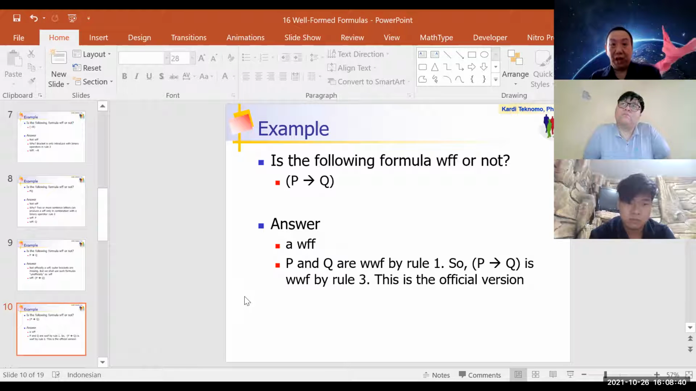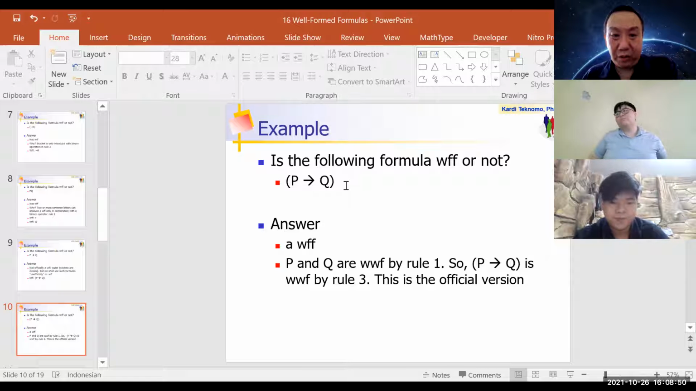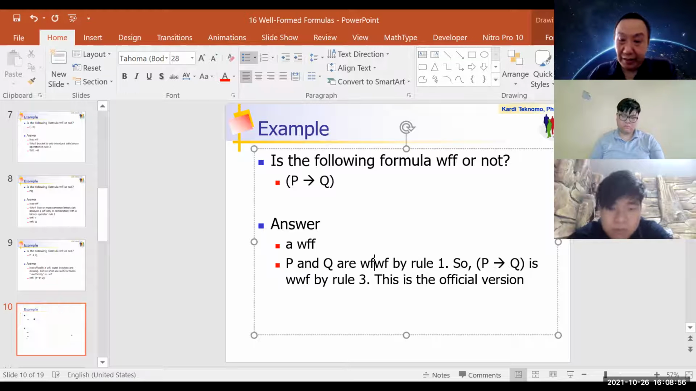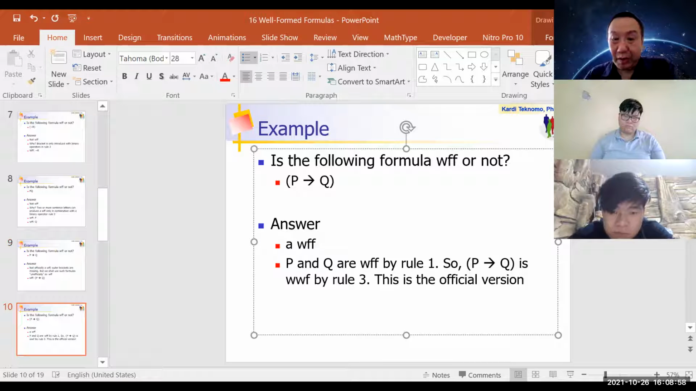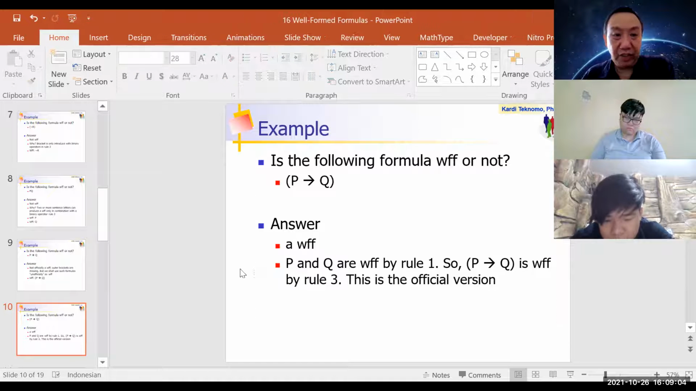How about this? WFF or not? Of course, right? So this is just based on rule 3. P and Q themselves are WFF by rule 1, right? So if P then Q is also a WFF by rule 3. So this is the official version.